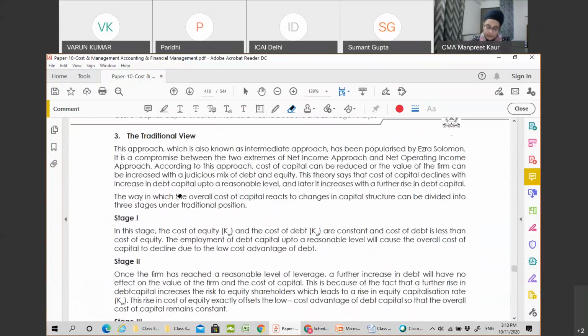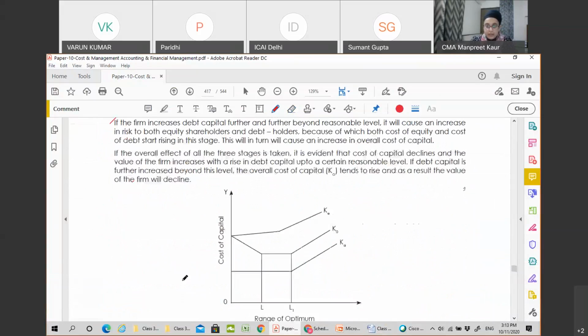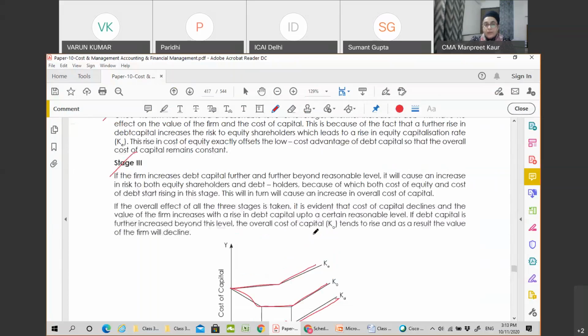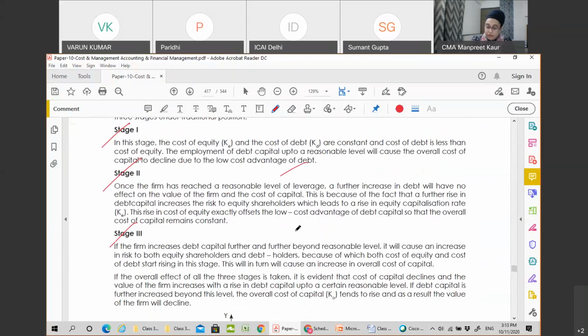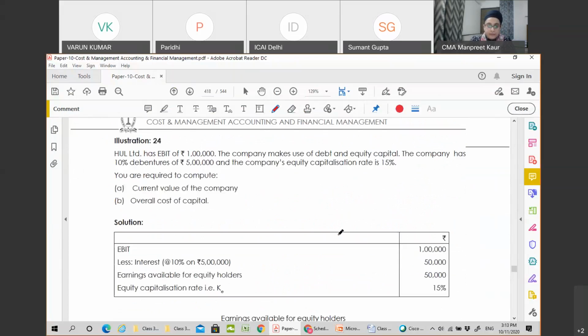This is the traditional view. There are three stages: stage 1, stage 2 and stage 3. Stage 1 KD, stage 2 KE, stage 3 KO. You have to read these three stages accordingly.